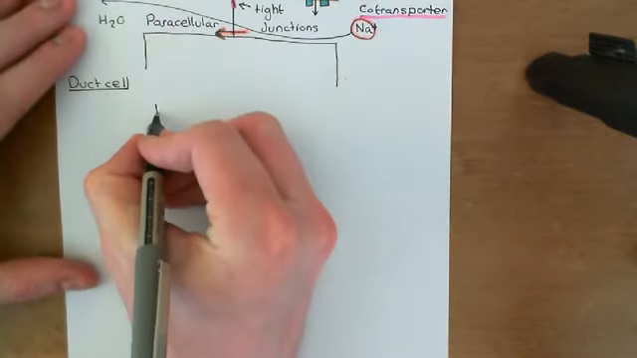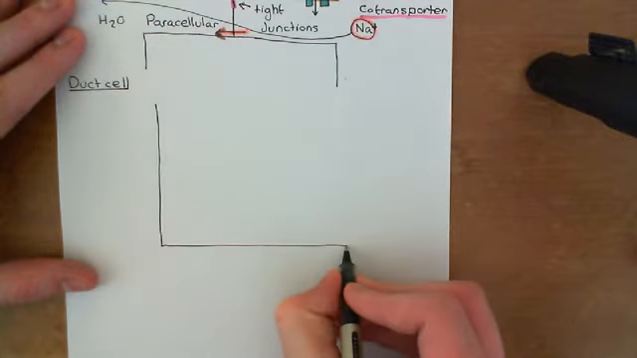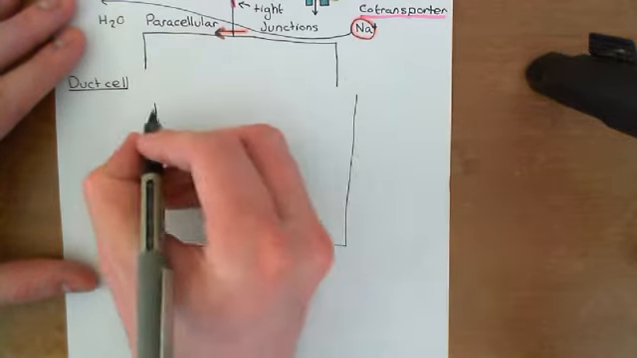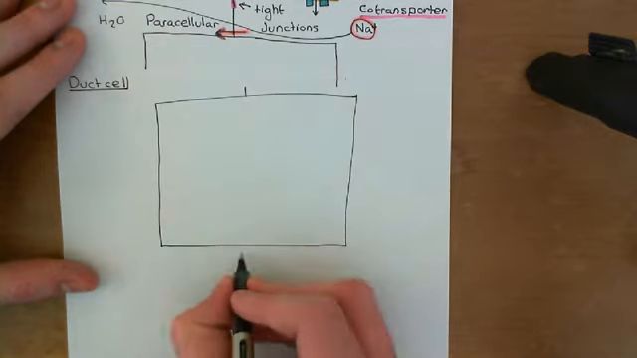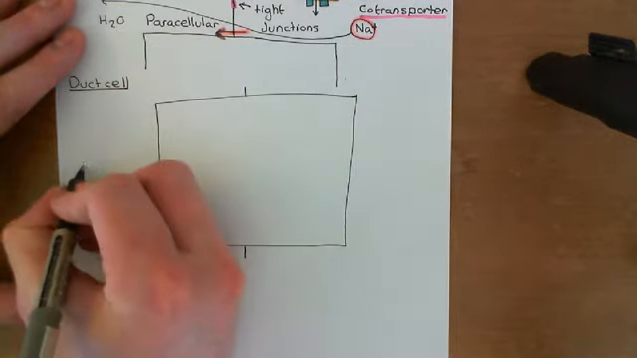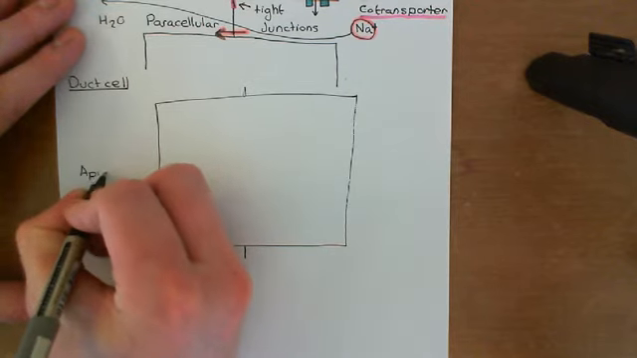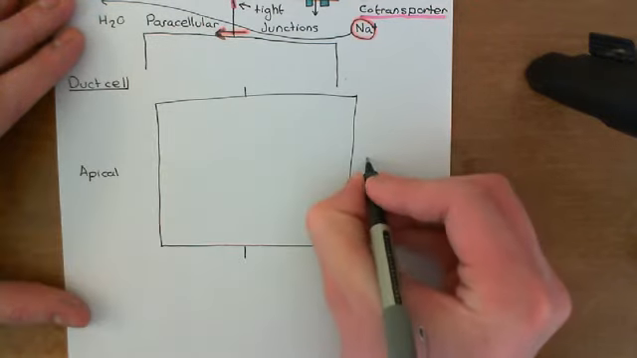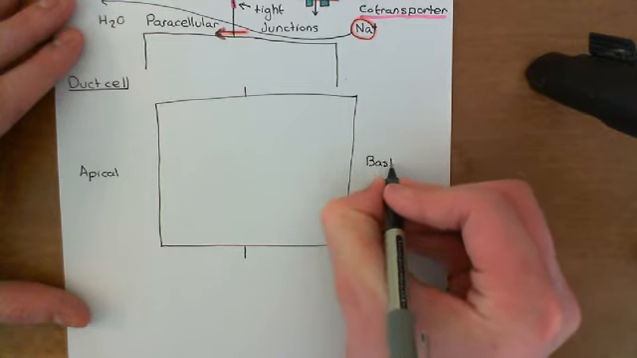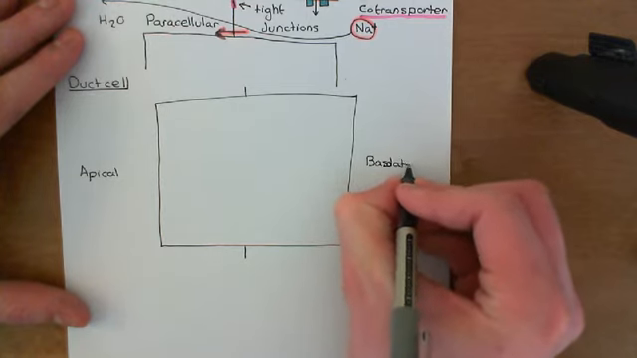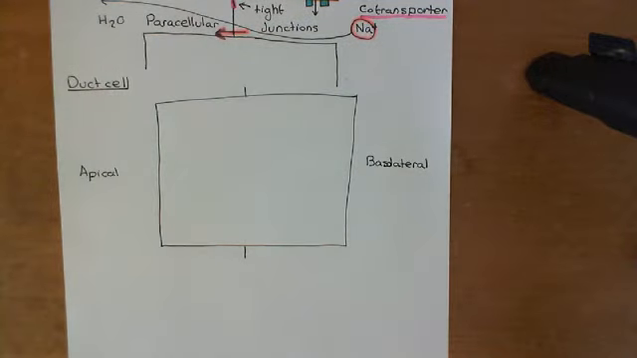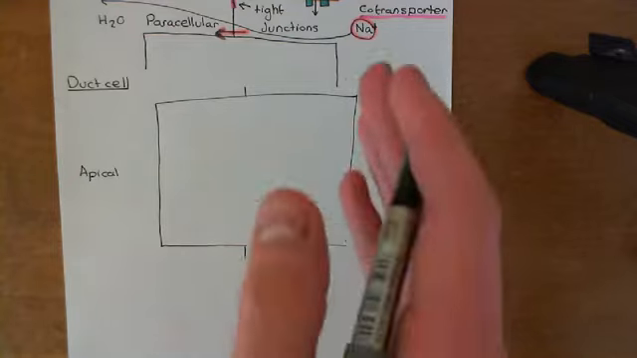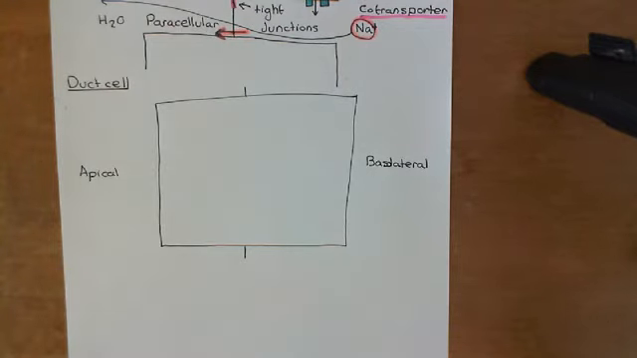Same protocol. I'm going to draw a big square blob of a cell here. This is going to be the apical side here, which will be facing into the lumen of the duct. And this is going to be the basolateral side over here, which will be facing basolateral extracellular fluid and of course the basement membrane, which will be underneath.